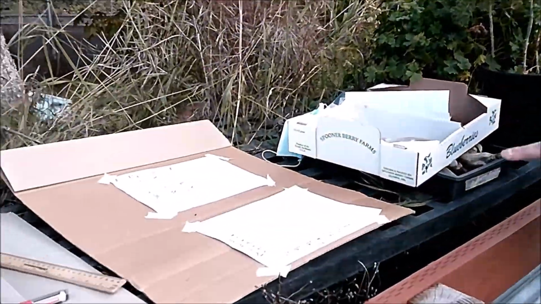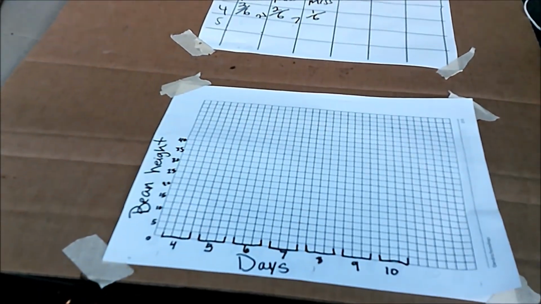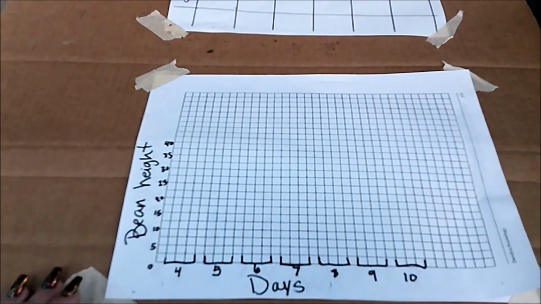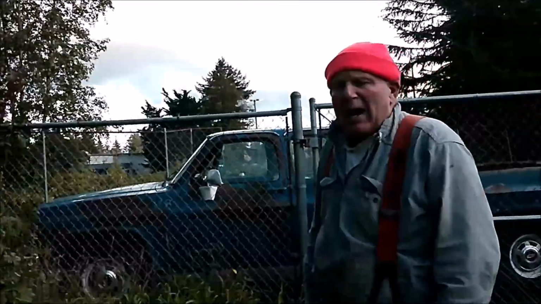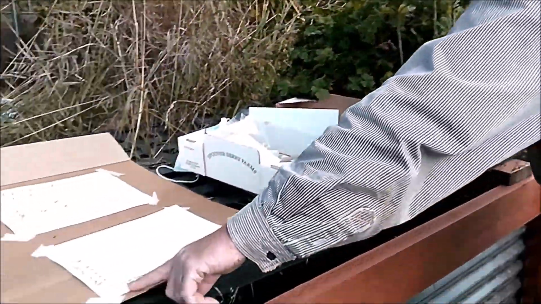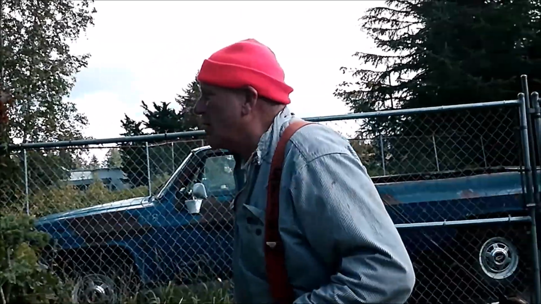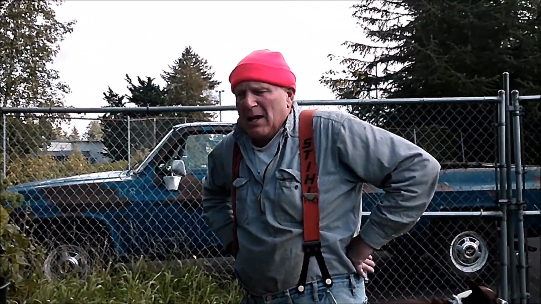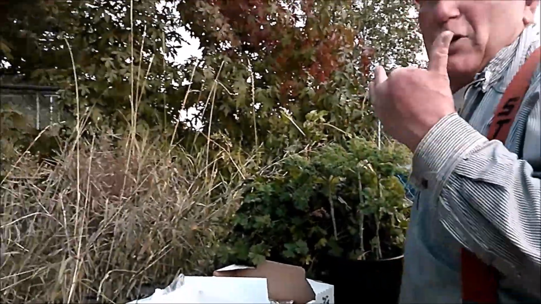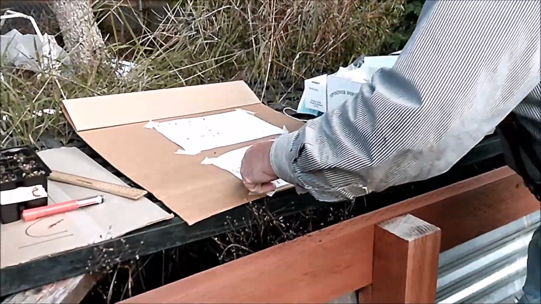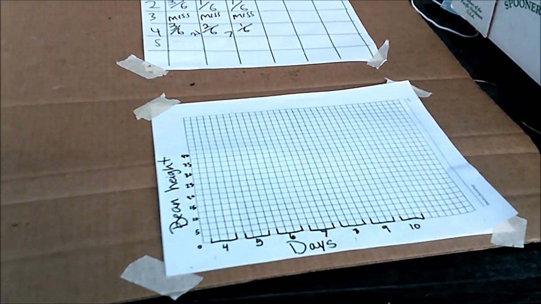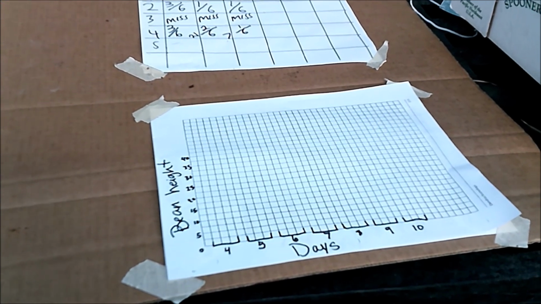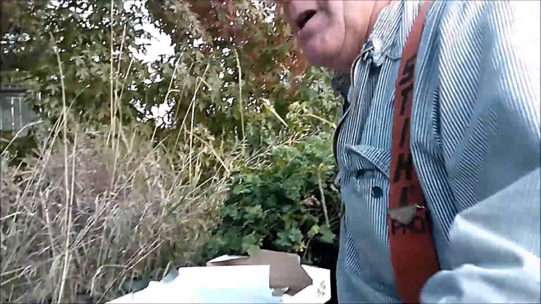And so if you look at this, on the left we have bean height. Then here we have days, and this graph only goes out 10 days, but it can go out more, and I'm just going to show you the procedure on how to do it. So we started at day 4 because that's the first time we have any height. That's how we started.